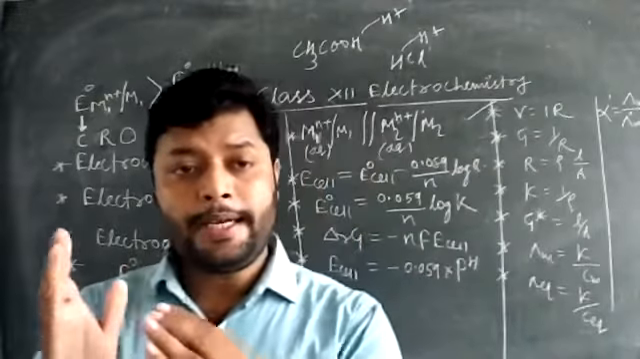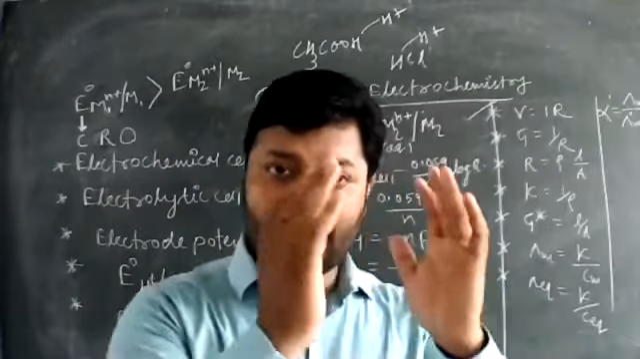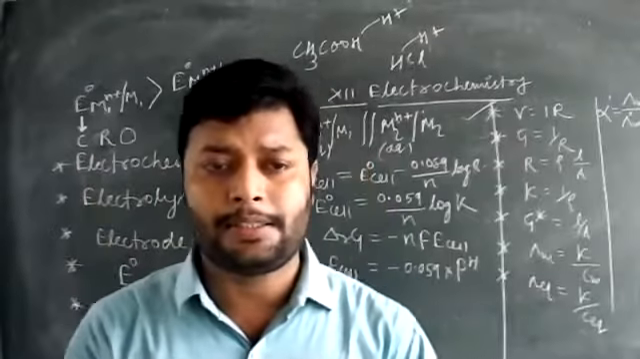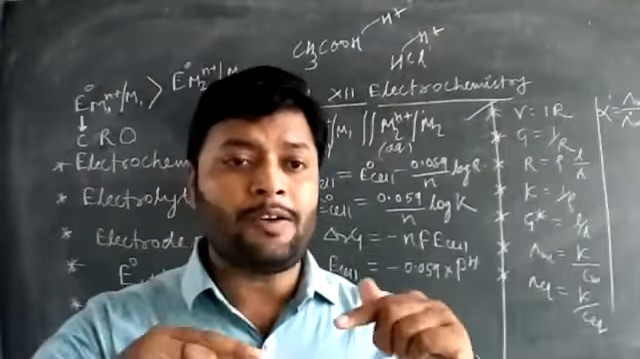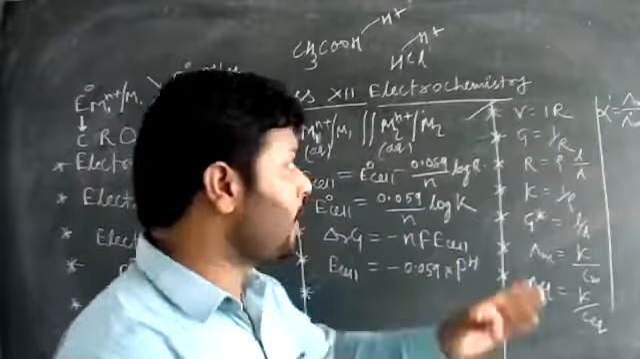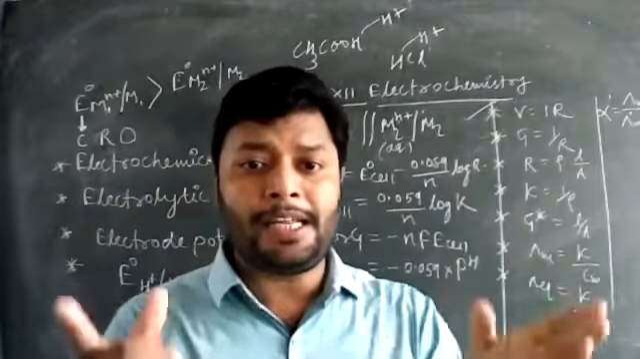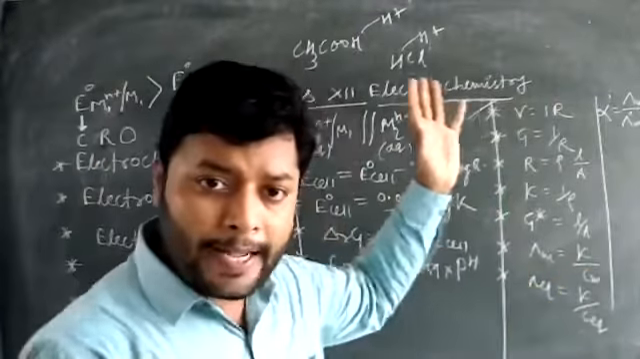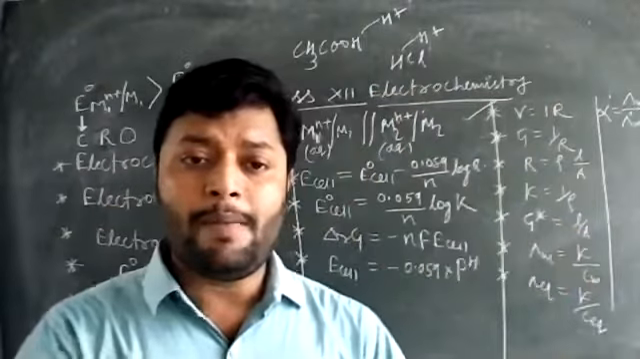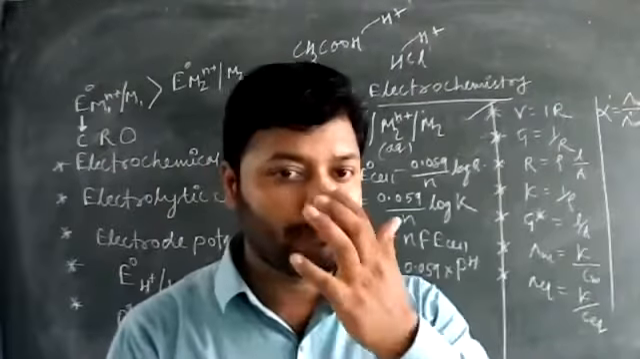The law of independent migration of ions means the conductivity of an electrolyte always depends upon the independent migration of ions. If a solution contains more than one type of ion, suppose H+ and Cl-, the conductivity will be calculated separately for H+ and Cl-, and the total conductivity of the solution will be the sum of the H+ and Cl- ions.